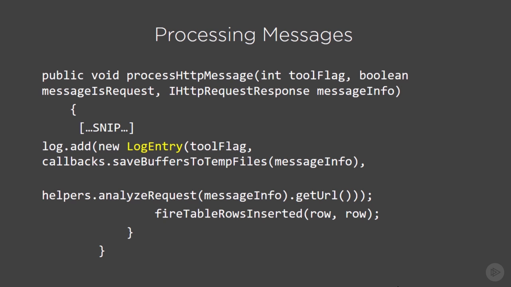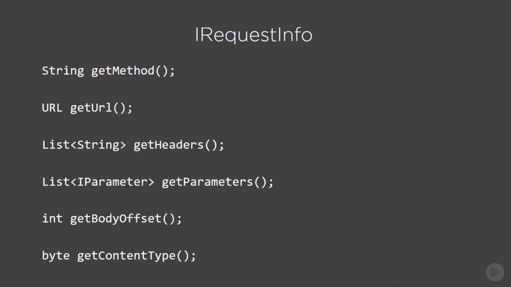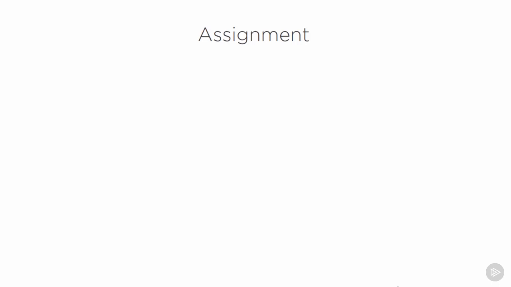In that LogEntry, you have the tool that's shown that's being used, and then you have a helper that helps you to analyze the request. In this particular case, you're getting the URL from that message info. Please make note of that as you see your assignment coming up. There's a lot of good information that's available in your HTTP request, so I'm showing you here some of those methods available. So now let's get to your assignment.